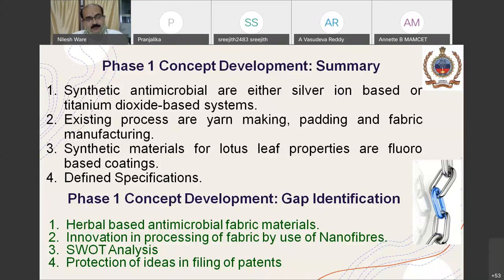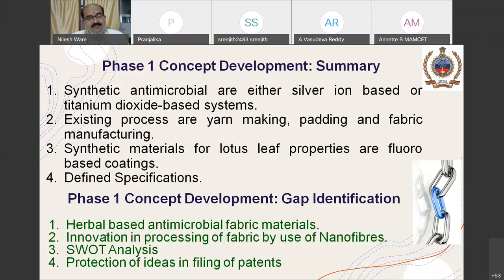Fabric manufacturing. The first part is with respect to materials innovation. The second part is with respect to manufacturing. How am I going to compete with the yarn makers? How am I going to compete with the padding people? Not easy. It's a challenge. But yes, these are the existing processes which we have consolidated and summarized. The third one, synthetic materials for lotus leaf properties, are fluoro-based. Whatever is there in your tawa, the frying pan for the dosa, they are all Teflon-based. The tawa's real cost is only, let me be very honest, about 100 rupees. But the extra you pay is for the Teflon. And the thickness of the Teflon is in sub-microns. So now you understand the cost of the product also.